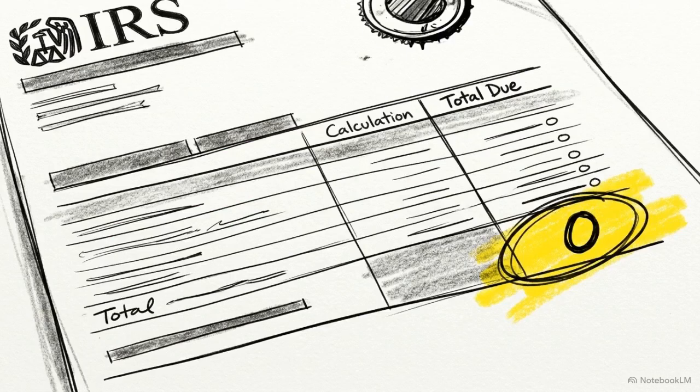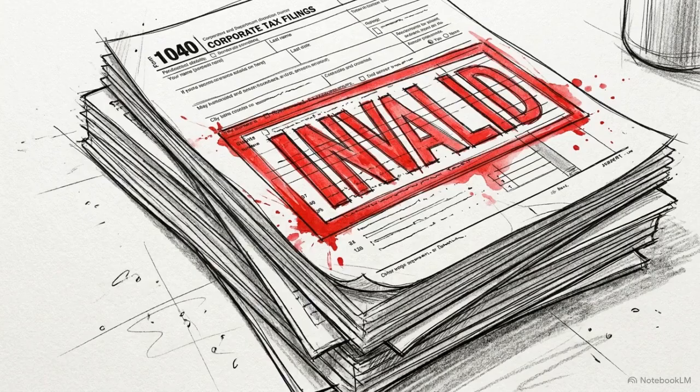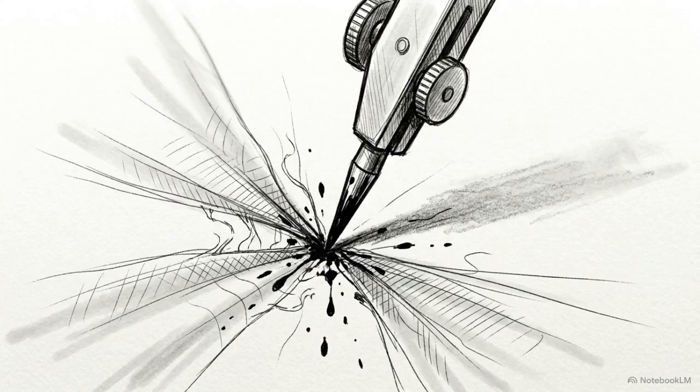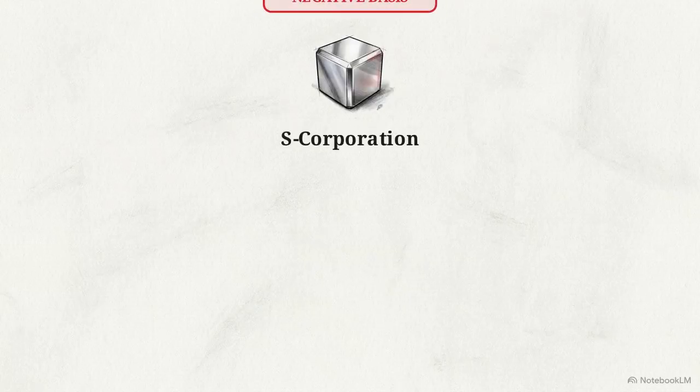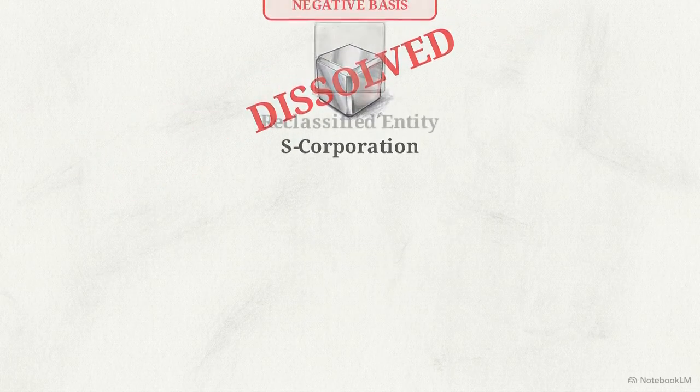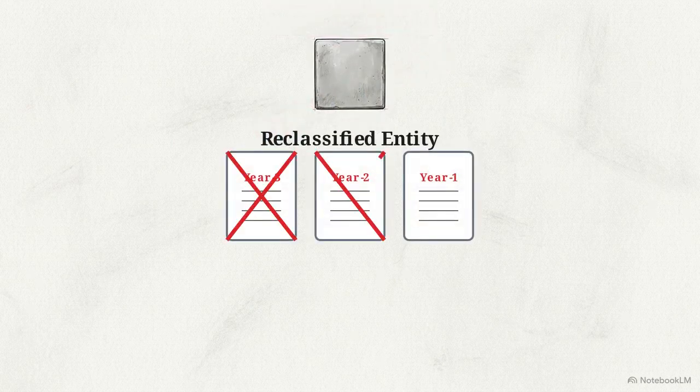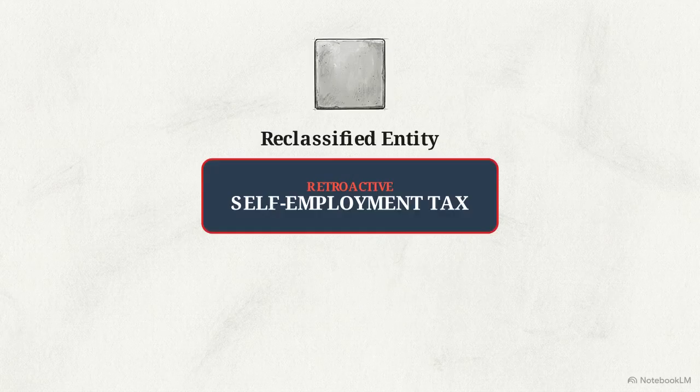When the IRS audits the business and detects this negative basis threshold, the rules change. The agency's logic is strict. Operating with negative equity implies the entity is no longer functioning as a valid corporation. This allows the IRS to pierce the corporate veil. They initiate a reclassification process, and the S Corp status is dissolved. This collapse immediately invalidates prior tax returns, generating retroactive liabilities for self-employment taxes you never paid.